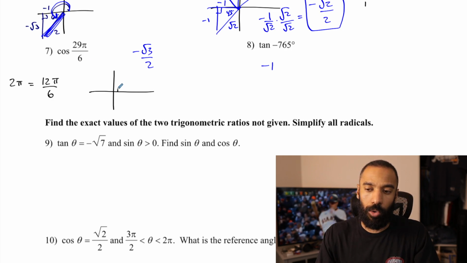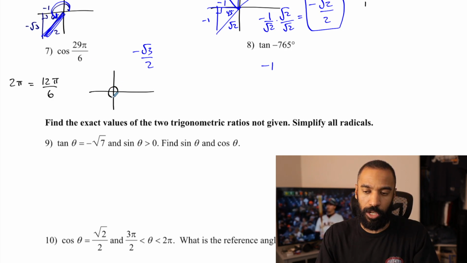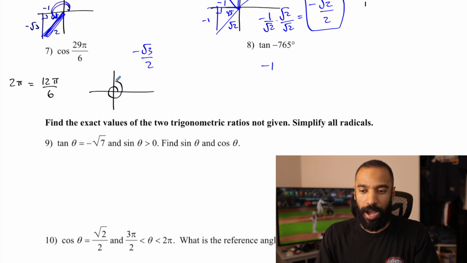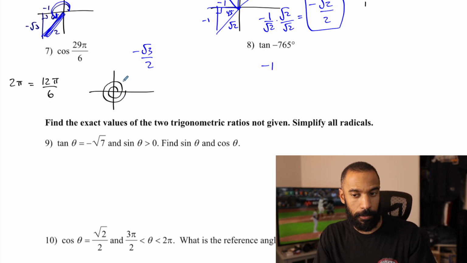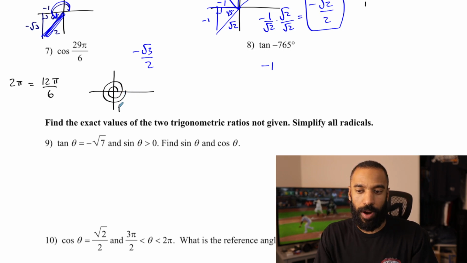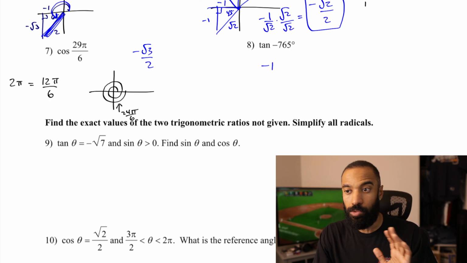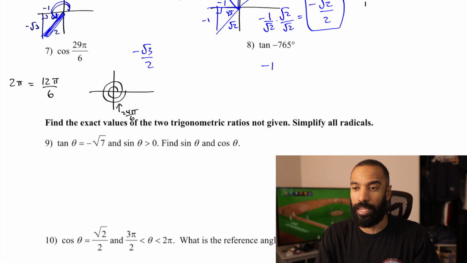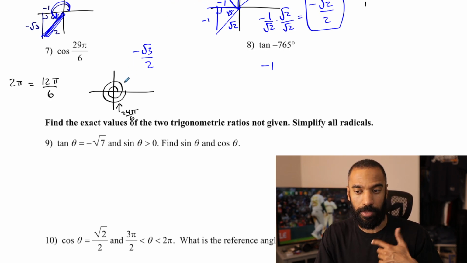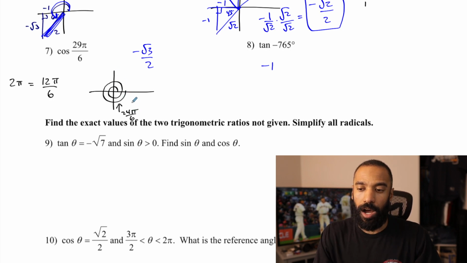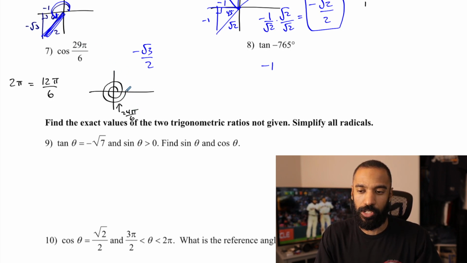So one whole revolution, 2 pi radians, would be the equivalent to 12 pi over 6. Another 2 pi, to make it 4 pi, is the equivalent to another 12 pi over 6, which is 24 pi over 6. So far I've traveled 24 pi over 6 radians. And you saw how fast I did this one. This is something I do in my head. How much left to get to 29 pi over 6? Just another 5 pi over 6.